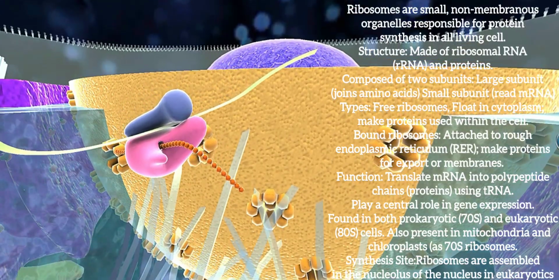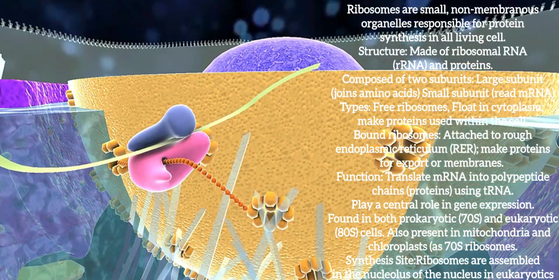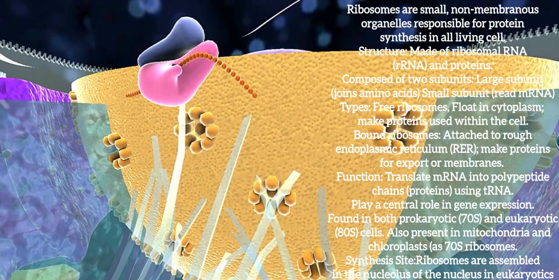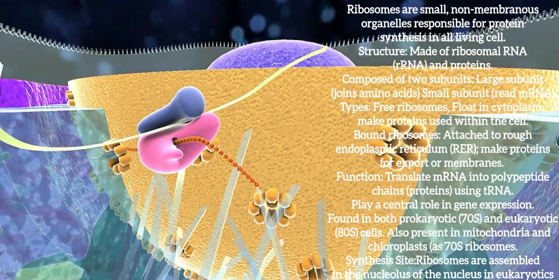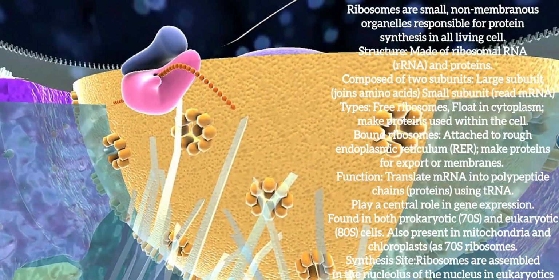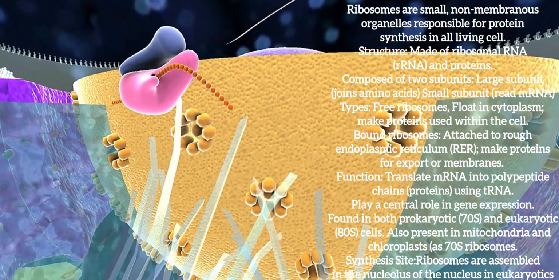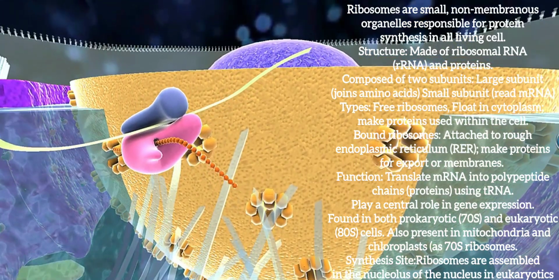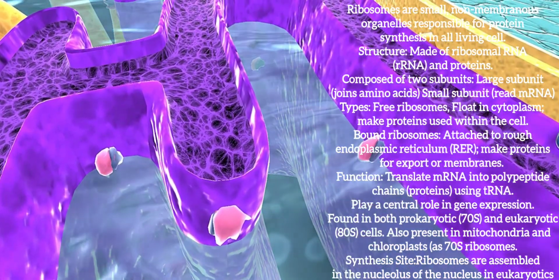Ribosomes are small, non-membranous organelles responsible for protein synthesis in all living cells. Structure: made of ribosomal RNA (rRNA) and proteins. Composed of two subunits. The large subunit joins amino acids. The small subunit reads mRNA. Types: free ribosomes float in the cytoplasm and make proteins used within the cell.